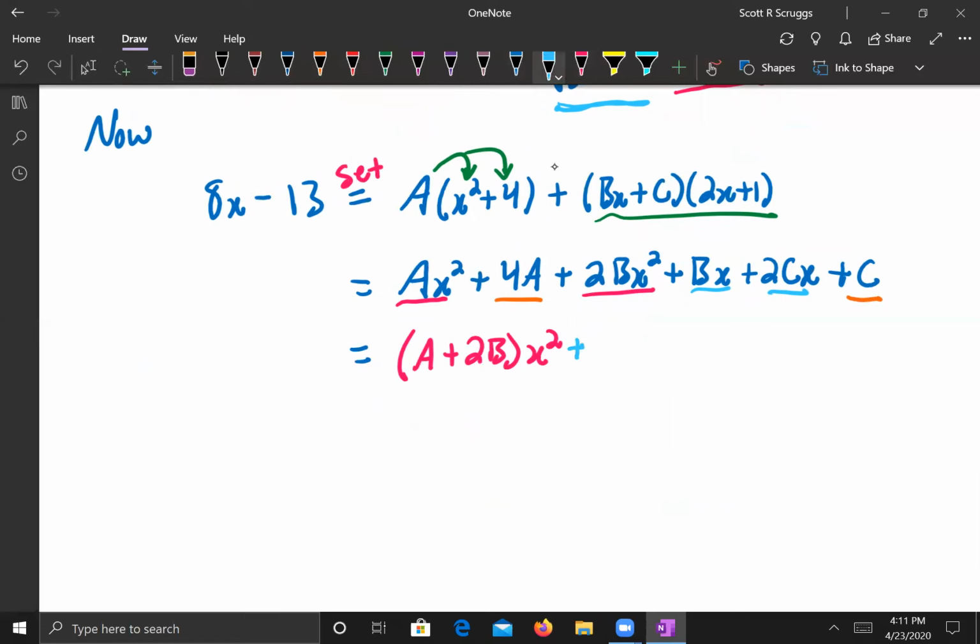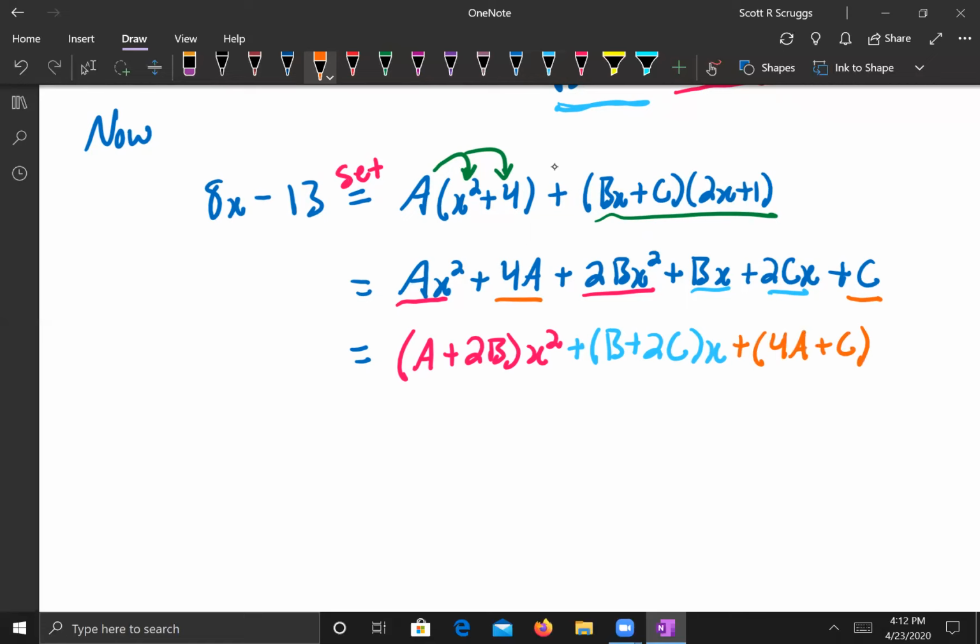Next, I'm going to group the terms that have an x with them. Since the common factor is an x, I factor out an x to give me b plus 2c times x. And now for the constant, I'm going to group those together to give me 4a plus c.